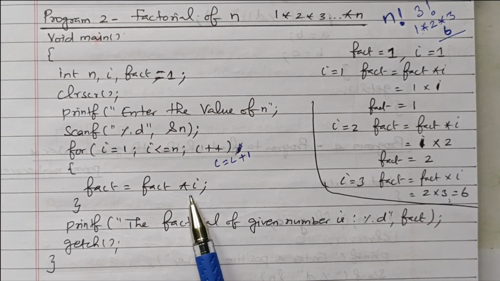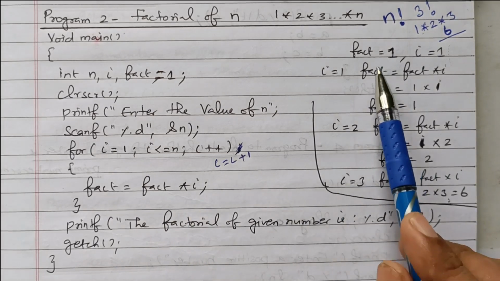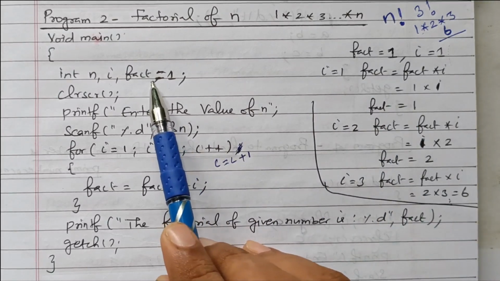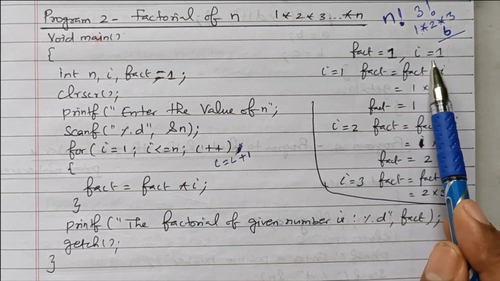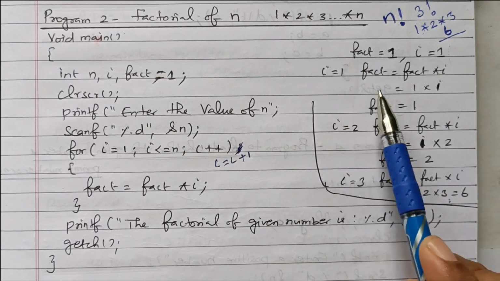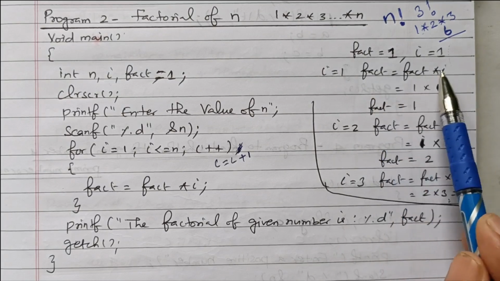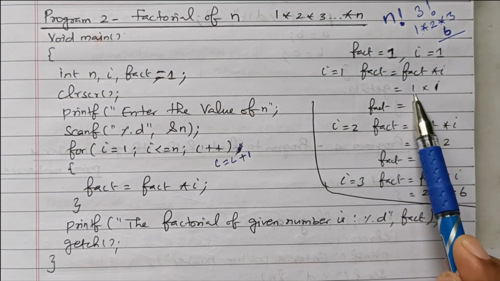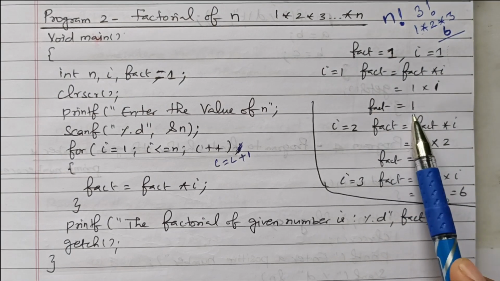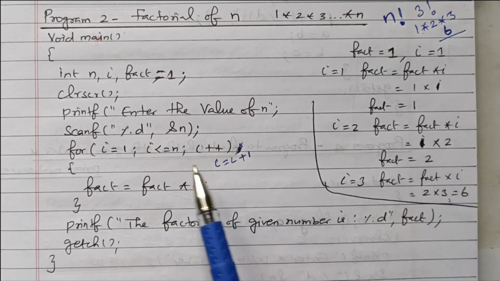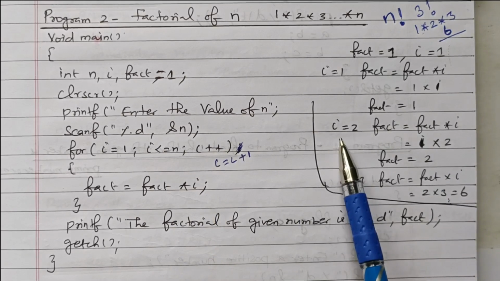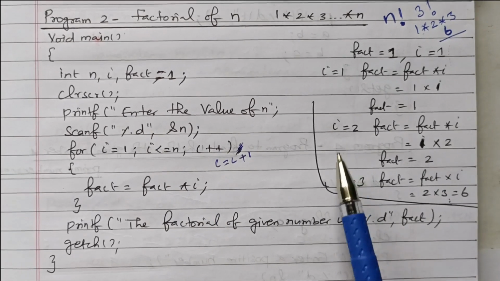Now we will see an example of how it will work out. Initially the fact value is 1, we already assigned that. The i value is also 1, the initial value of i. So i equal to 1. What are we executing? Fact equal to fact into i. The factorial value is 1 and the i value is also 1, so 1 into 1 gives 1. Then it will go to the increment i plus plus, so the i value will become 2. 1 plus 1 means it becomes 2.